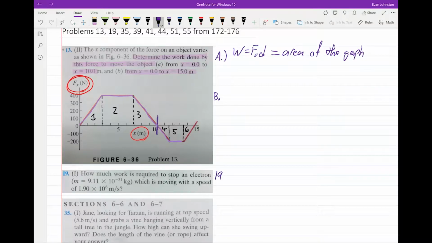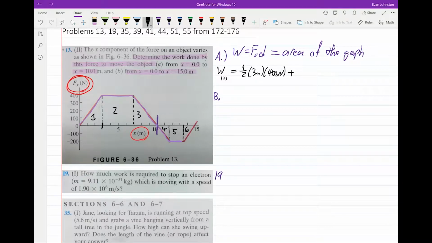And so looking at my first chunk here, because it wants me to look from 0 all the way over to 10, that's what it's asking for in part A, I would write that the work for sections 1, 2, 3, and that's how I'll denote this whole first area, well, I'd say it's 1/2 the base, which would be 3 here, so 3 meters times the height. Well, the height is 400 newtons.